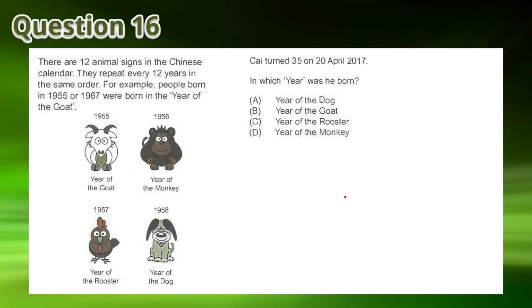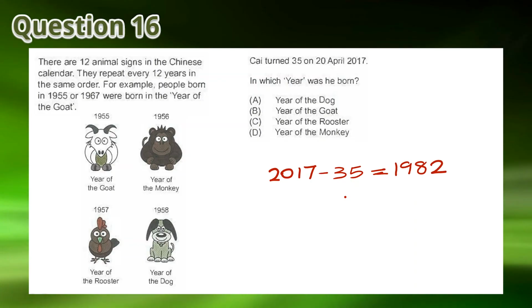To find out in which year Kai was born, we can subtract 35 from 2017. We get that 1982 was the year that he was born. The year of the goat is 1955, and the difference between this year and Kai's birth year is 27 years, which is not divisible by 12.